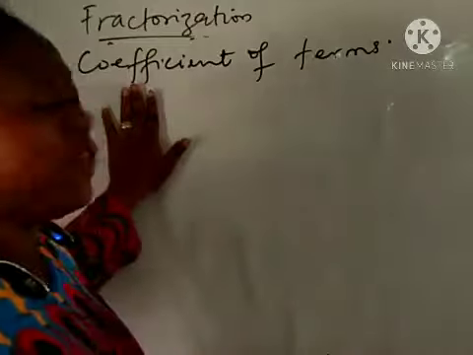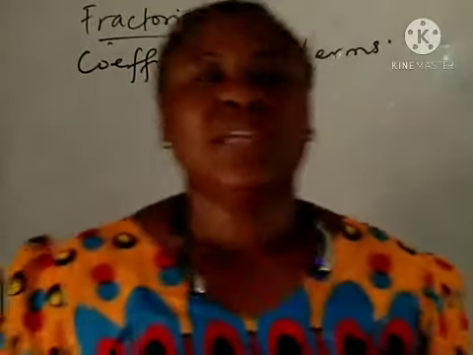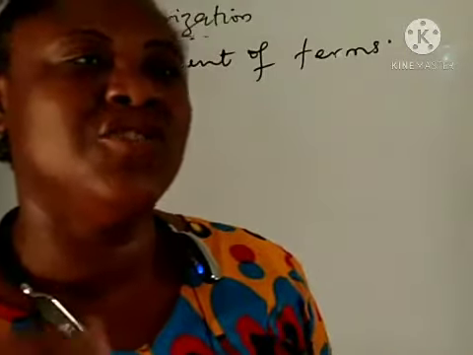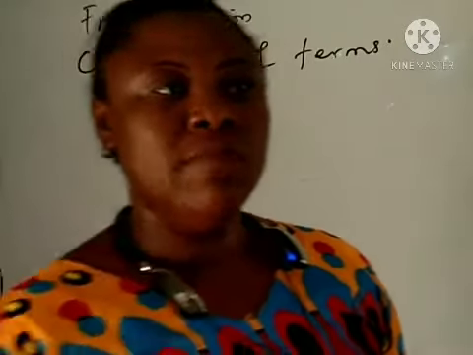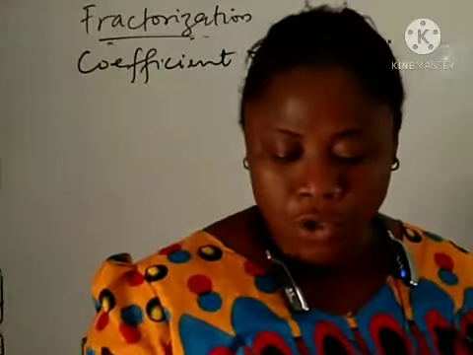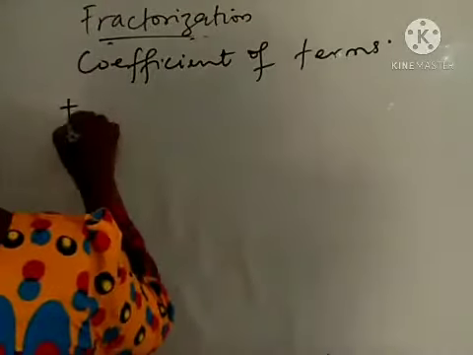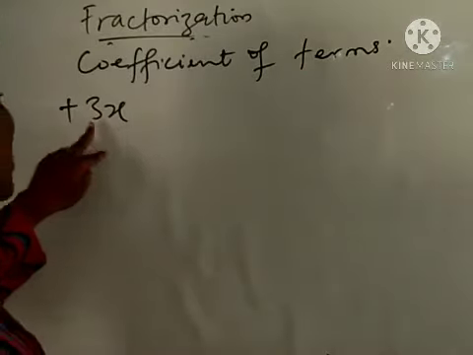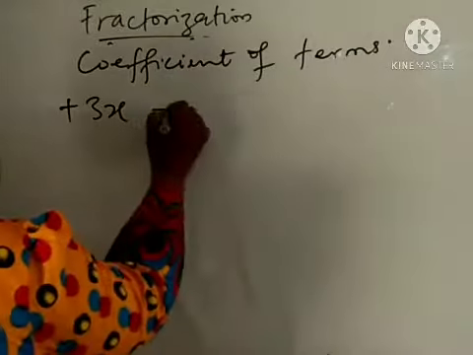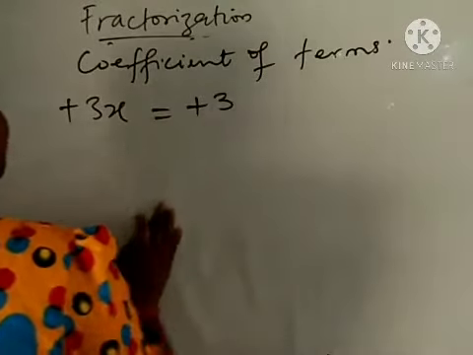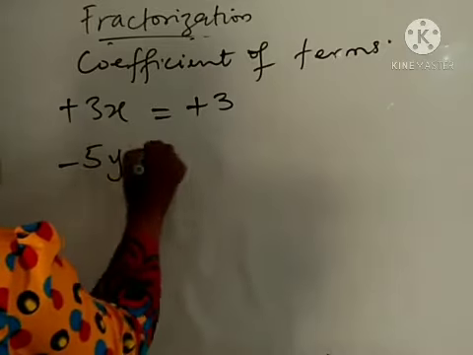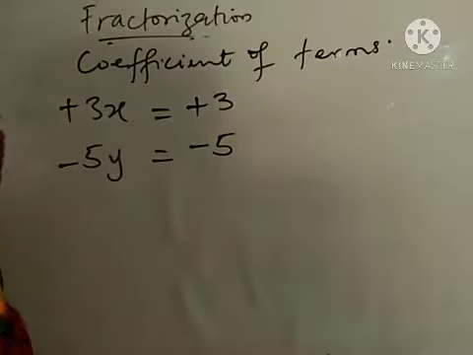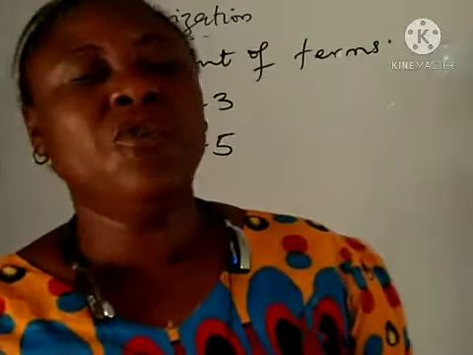We are now moving to coefficient. When we talk about coefficient, we are talking about numbers attached to a particular unknown. For example, if you have plus 3x, what is the coefficient of x here? What number is attached to it? 3. So we now say the coefficient is plus 3. If you have minus 5y, what will be the coefficient of y here? It's going to be minus 5. Please always attach the sign in front of that number.